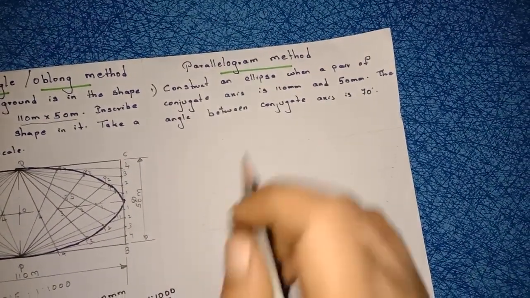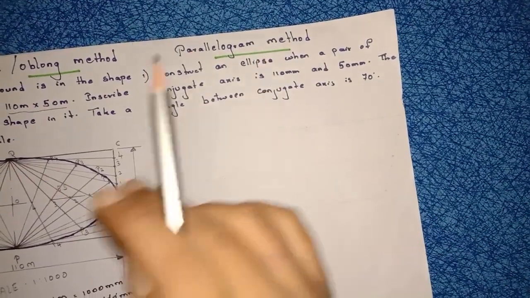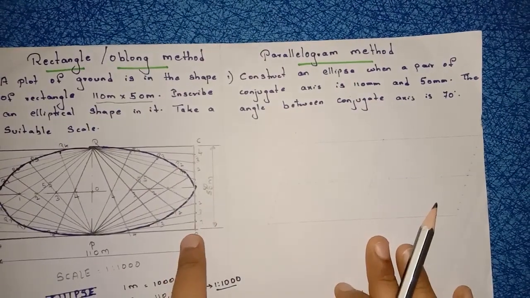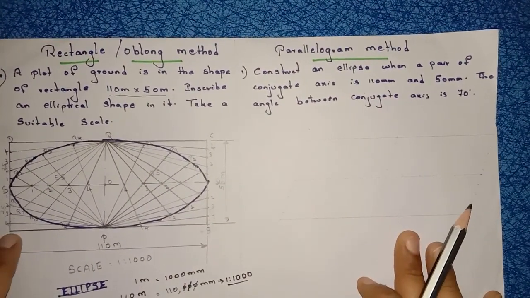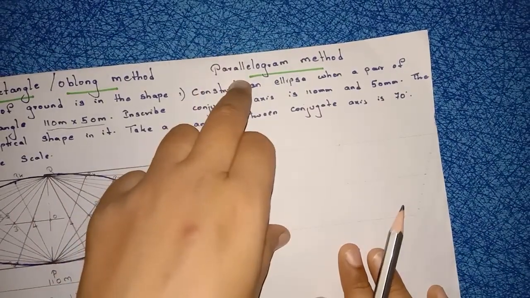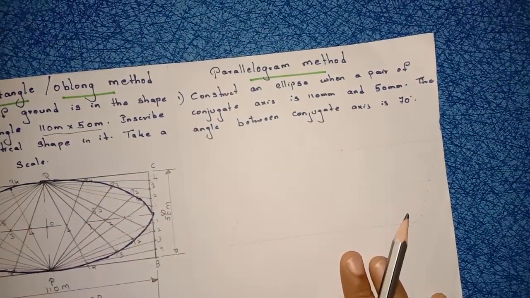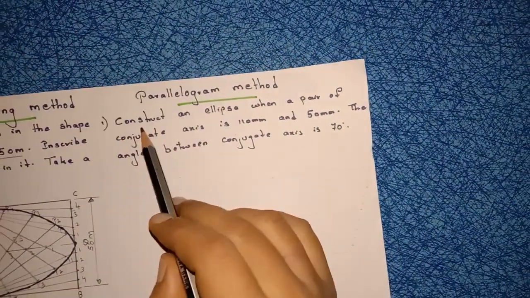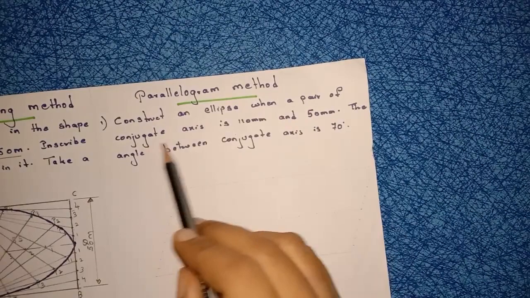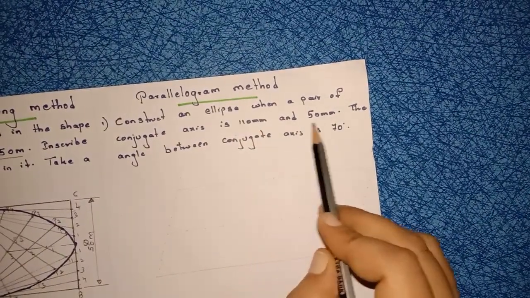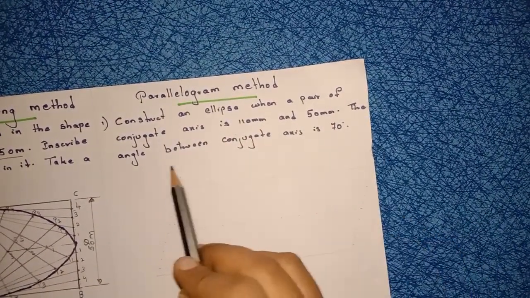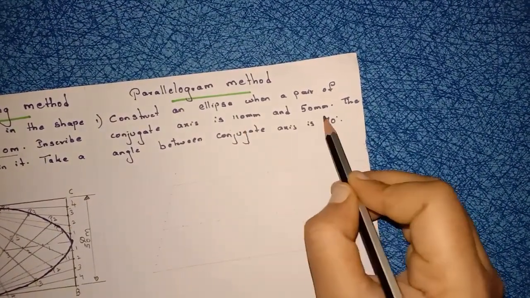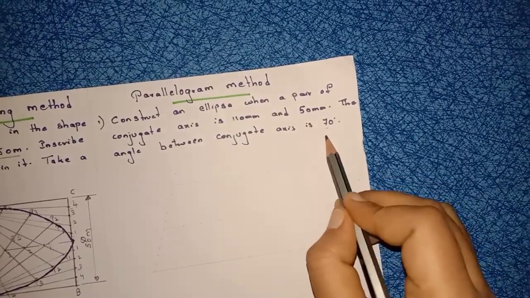So this is the rectangle method, right? With a similar concept we have the parallelogram method. The main difference between rectangle method and parallelogram method is, in the rectangle method the angle was 90 degrees here, in the parallelogram the angle will be greater than 90 or less than 90, right? So let us see the question first. Construct an ellipse when a pair of conjugate axes is 110 mm and 50 mm. The angle between the conjugate axes is 70 degrees, right? So first, major axis is 110 mm, minor axis 50 mm, angle is 70 degrees.